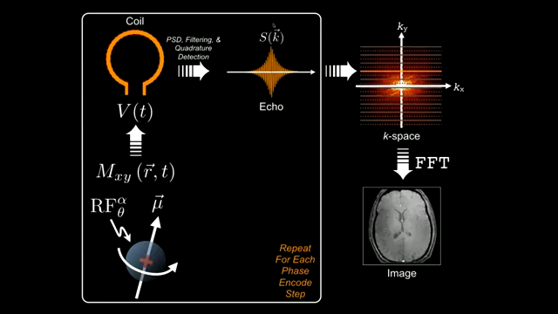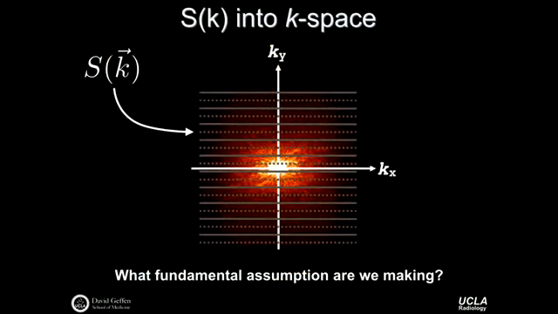So we can take our S of K signal and put it somewhere in K space. And if we've done all of that correctly, then, finally, a Fourier transform helps us recover the image of our underlying object. So there isn't a lot of assumptions, right? This is far from the only assumption.